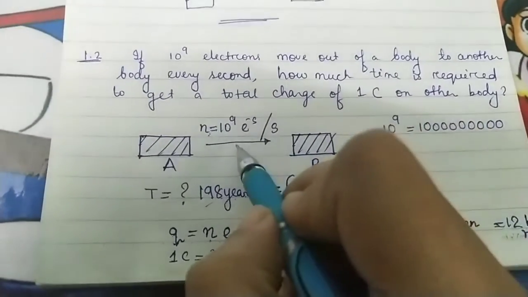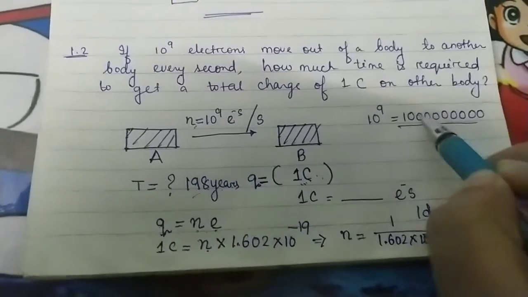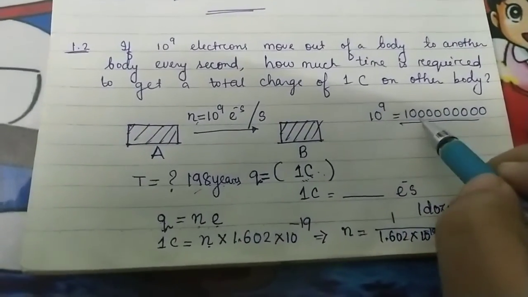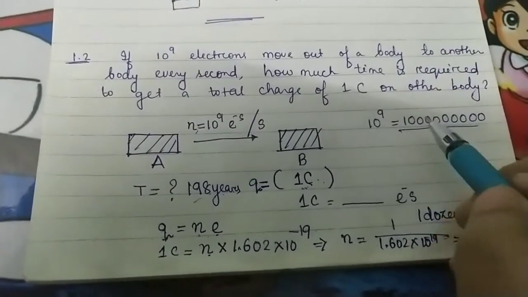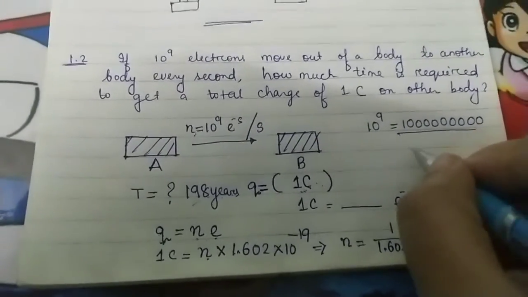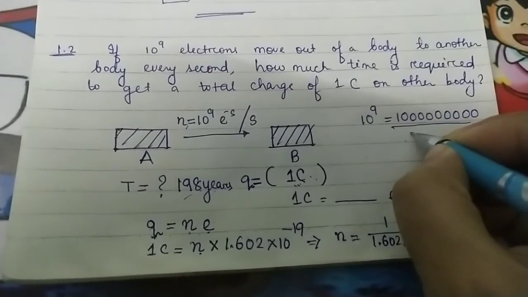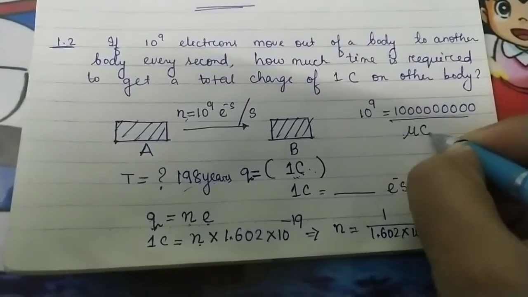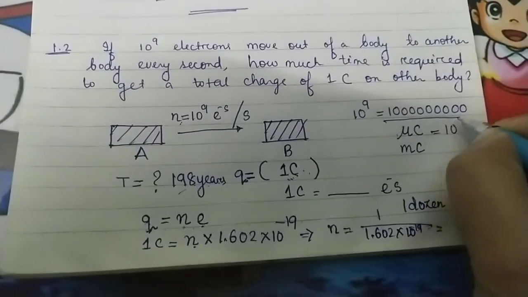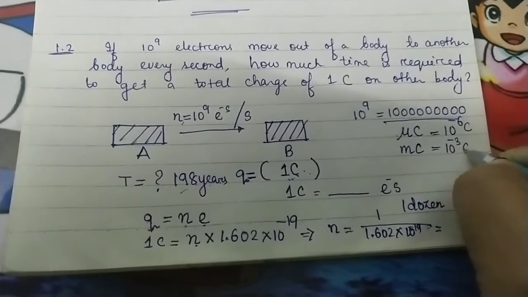And what is the other condition? In 1 second, how many electrons are released? 10 to the power 9 electrons are released. This is not a small number either, this is a very huge number. So 1 coulomb is a very big unit of charge. So in place of 1 coulomb, what do we use? We use microcoulomb, millicoulomb. Microcoulomb equal to 10 to the power minus 6 coulomb. Millicoulomb equal to 10 to the power minus 3 coulomb, and so on.